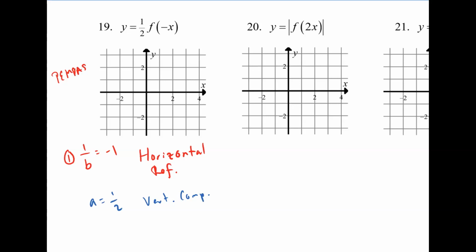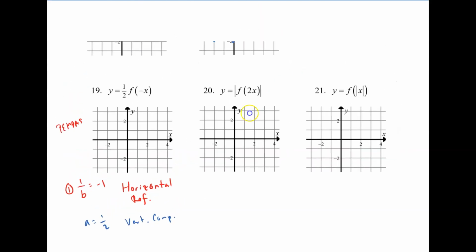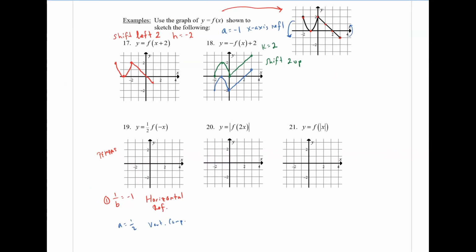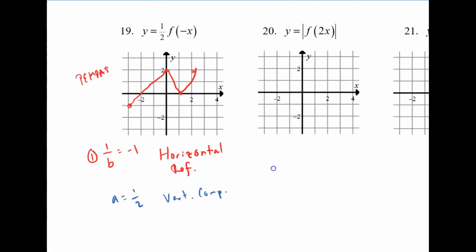PEMDAS. So I'm going to take my graph. I'm going to go up here, okay? And all of my points are going to reflect. So I'm going to take this side, right? It reflects over the y-axis. Okay, and then I have my other points on the right side, those are going to flip over. So there we go, okay? Next, what's going to happen, right?